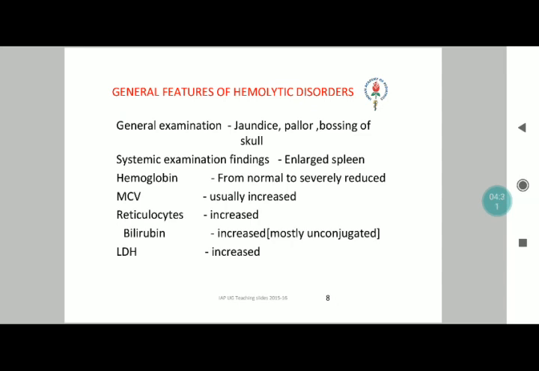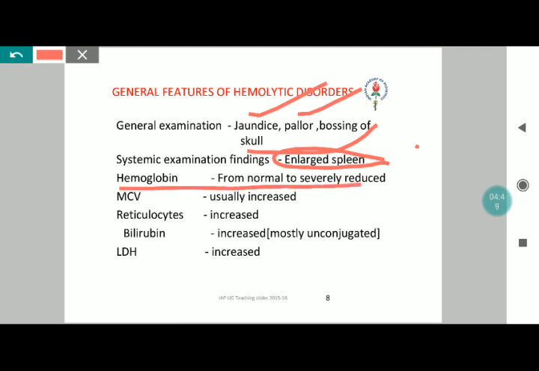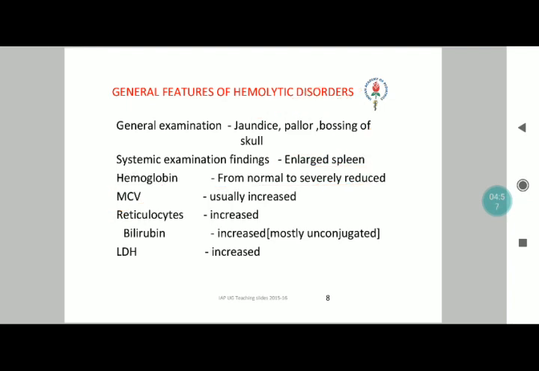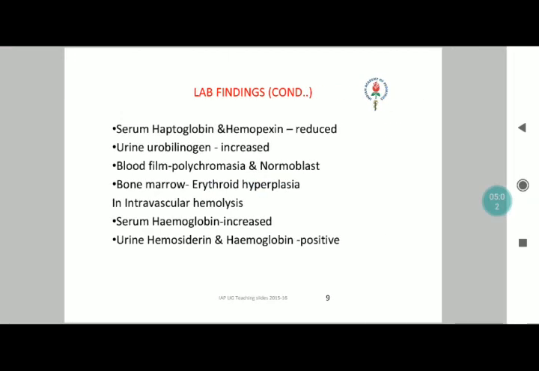LDH. I'll repeat the cardinal findings: presence of jaundice, presence of pallor with skull bossing, splenomegaly on abdominal examination, cardiac murmur might be present depending on the severity in other systemic findings. Hemoglobin will be either normal to severely reduced, markedly increased MCV, increased reticulocytes, unconjugated bilirubin will be elevated, and elevated LDH.